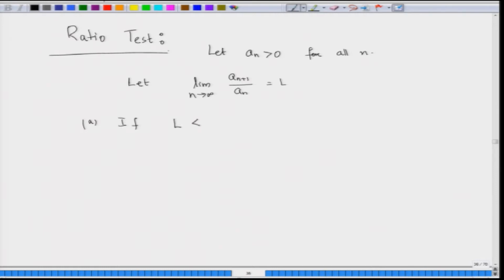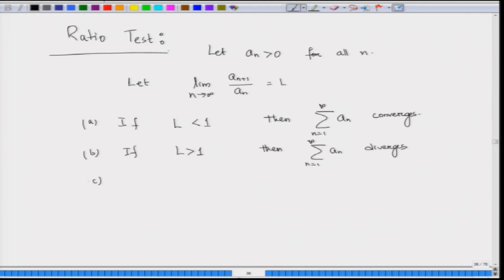If L is strictly less than 1, then the infinite series converges. B, if L is greater than 1, then it diverges. C, if L is equal to 1, we cannot decide.